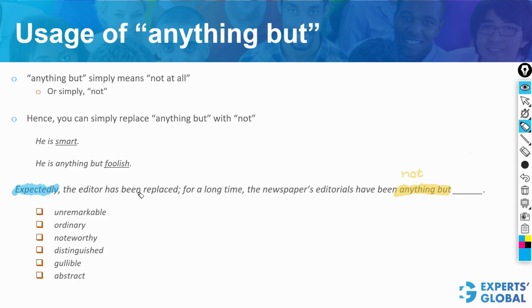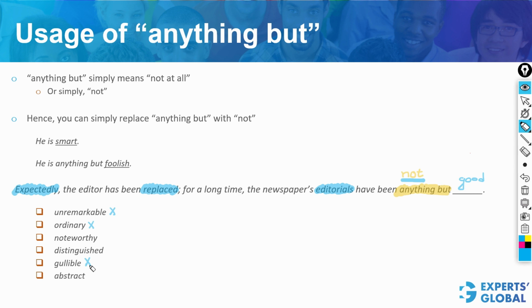Expectedly, the editor has been replaced. For a long time, the newspaper's editorials have been not. See, the editor has been expectedly replaced, and therefore the editorials must have been bad, and therefore not good. Our broad expectation from the correct answer choice is simply something like good here. A positive word, and therefore all the negative words should be eliminated. So, ordinary, unremarkable, gullible, these are all negative words.